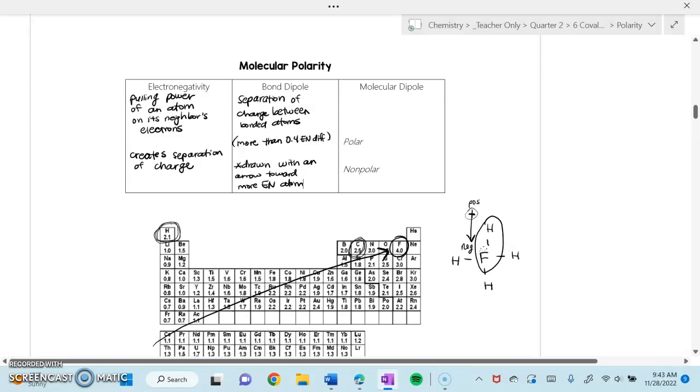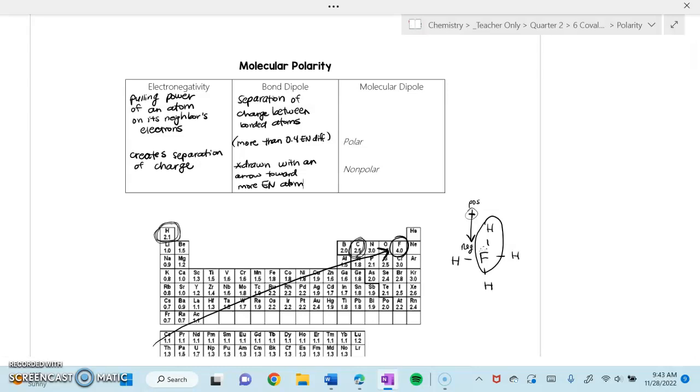Our molecular dipole is kind of the summation of all of the bond dipoles within a molecule. And we really want to assess whether these bond dipoles will balance each other out or if they're imbalanced. And that can be caused by a couple of factors, both the shape and, of course, the bond dipoles within the molecule. So if our bond dipole is a separation between bonded atoms, our molecular dipole is the separation of charge in the entire 3D molecule.